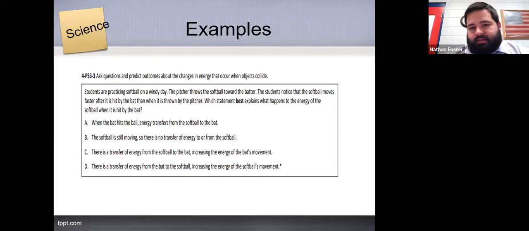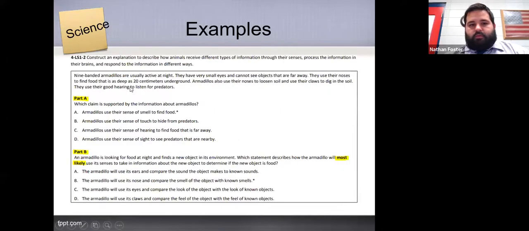Yeah, in this particular example, which statement best explains. Our students are having to take that critical reasoning skill, and they're having to apply it here in this particular example and in this particular subject. As we continue, again, you've got part A and part B. So you've got a little bit of information at the top that students are having to go through, and it's asking for which claim is supported by the information.